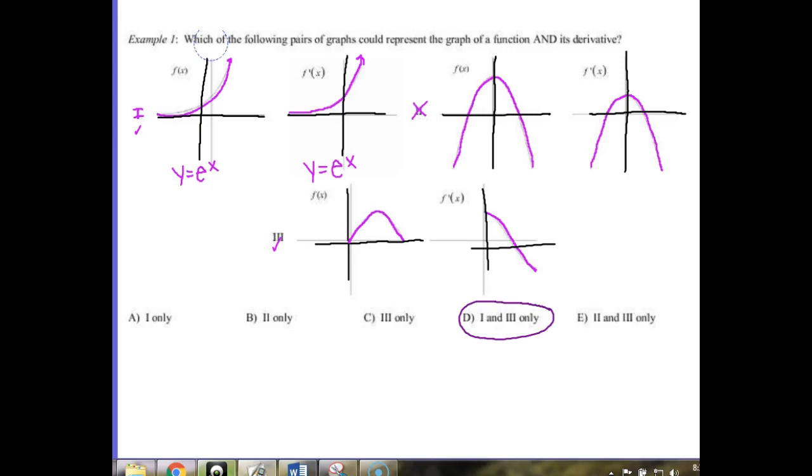The original is increasing, derivative is positive. The original is concave up, derivative has to increase. So it actually follows all of the rules. Well, it should, because it's actually the derivative. But you could have gotten it even though you didn't know what the derivative of e to the x was and that its derivative is e to the x.